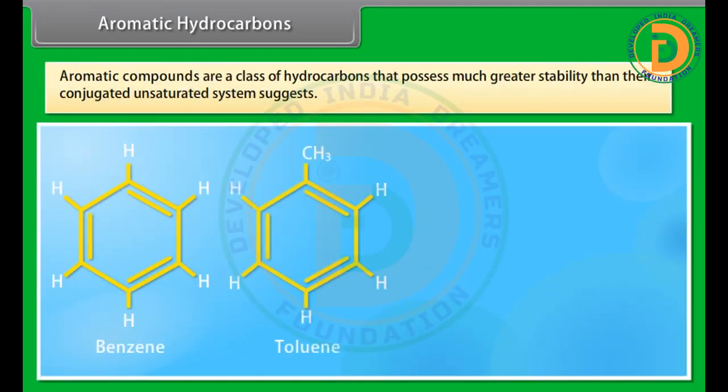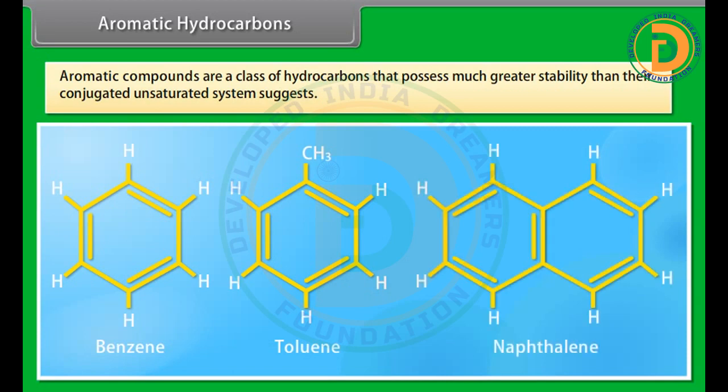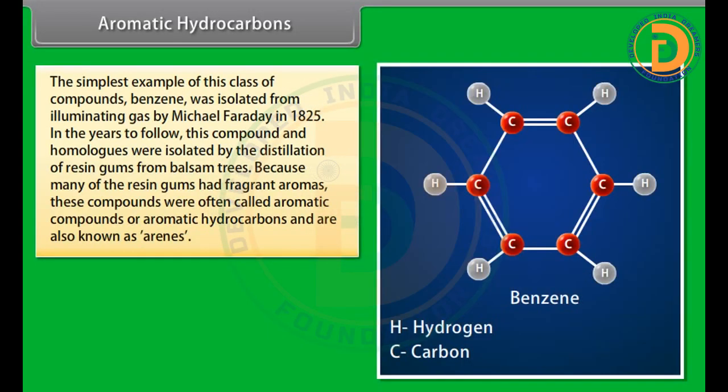Aromatic hydrocarbons. Aromatic compounds are a class of hydrocarbons that possess much greater stability than their conjugated unsaturated system suggests. The simplest example of this class of compounds, benzene, was isolated from illuminating gas by Michael Faraday in 1825. In the years to follow, this compound and its homologues were isolated by the distillation of resin gums from balsam trees. Because many of the resin gums had fragrant aromas, these compounds were often called aromatic compounds or aromatic hydrocarbons, and are also known as arenes.